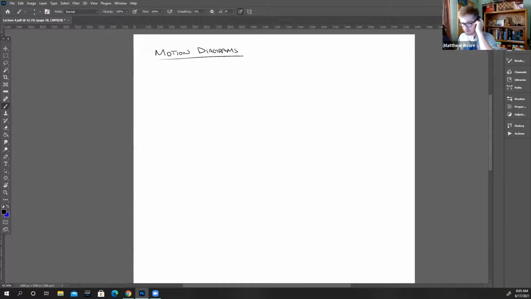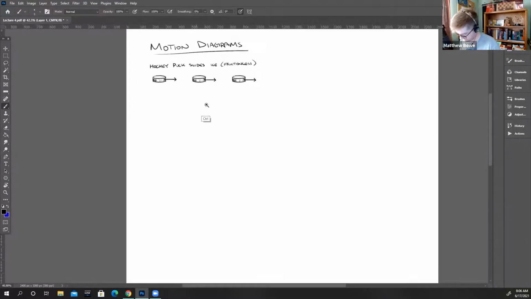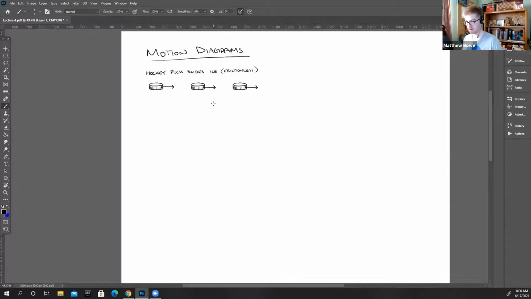The first one is a hockey puck. We're going to just kind of draw it out. I'm not going to give any values or anything. It's just to build some intuition. I have this hockey puck sliding on some ice, and it is sliding at a constant velocity. So it's going to be a constant positive velocity.